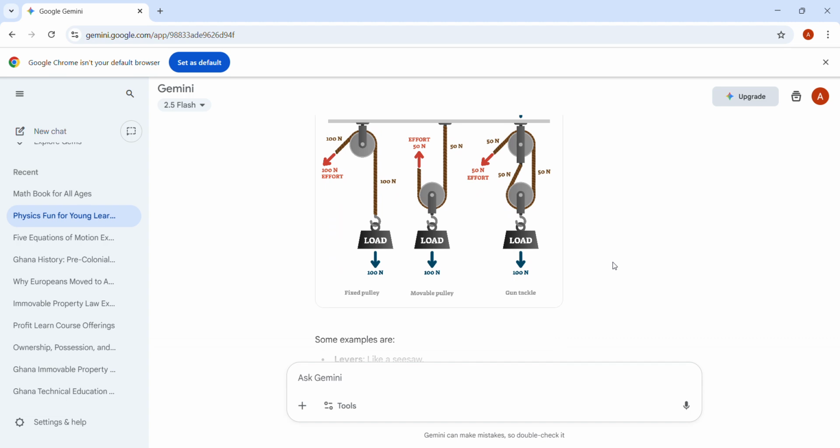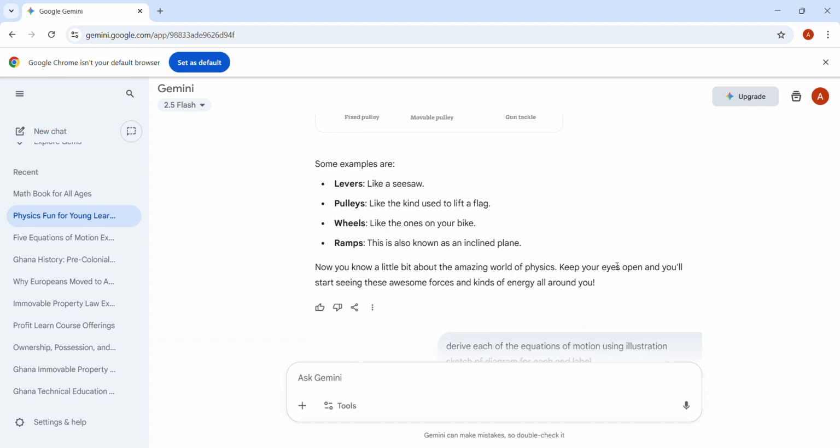The pulleys are also there, so we can look at all of this. Some of these simple machines are the levers, the pulleys, the wheels, the ramps, and so on and so forth.